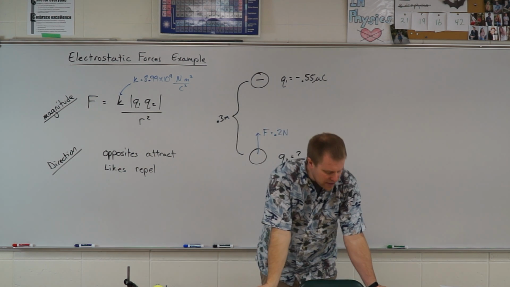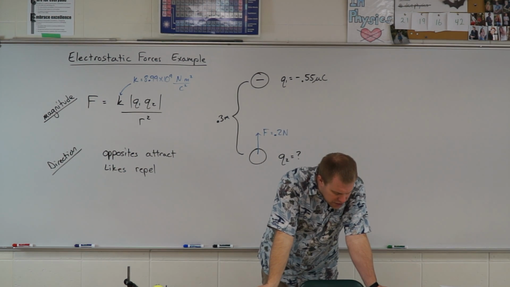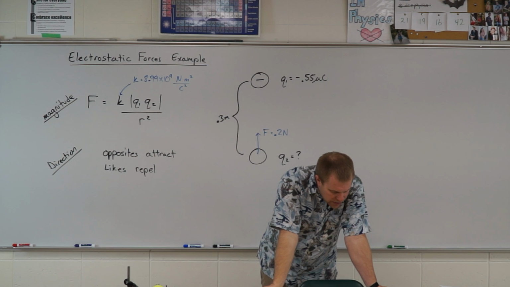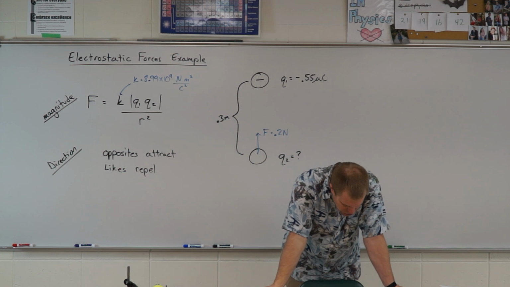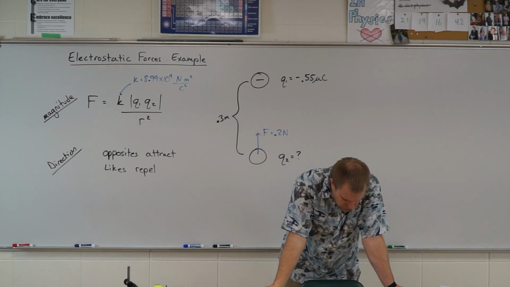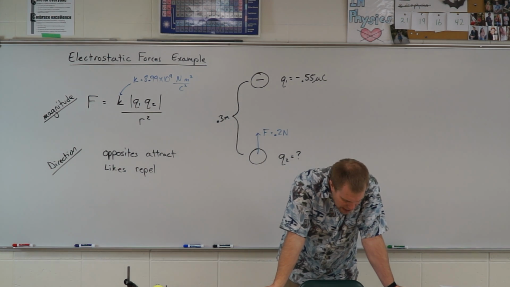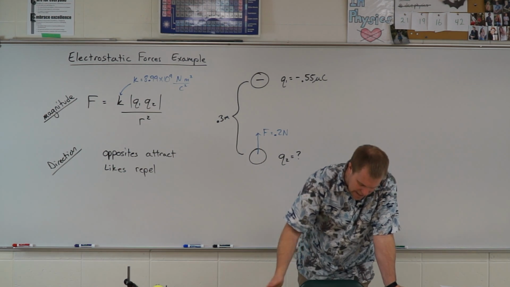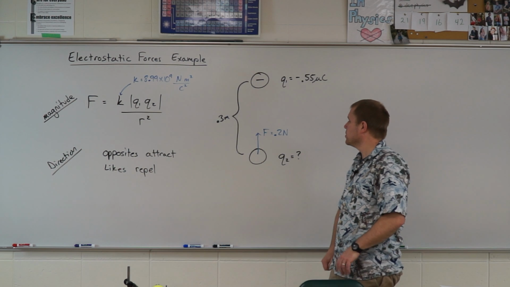All right, so let's go ahead and read this question. A negative charge of negative 0.55 microcoulombs, so that's what that little mu symbol stands for, micro, exerts an upward force of 0.2 newtons on an unknown charge, 0.3 meters directly below it. What is the unknown charge, magnitude and sign? And part B, what are the magnitude and direction of the force that the unknown charge exerts on the negative 0.55 microcoulomb charge?